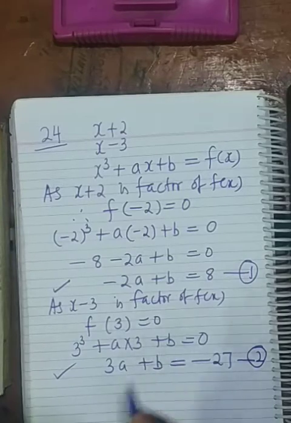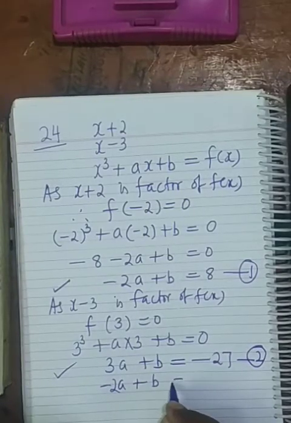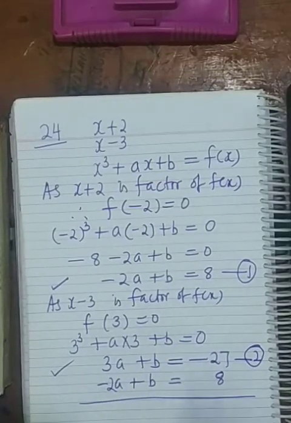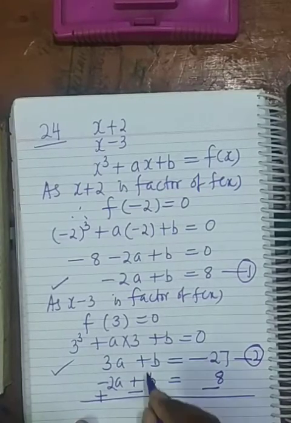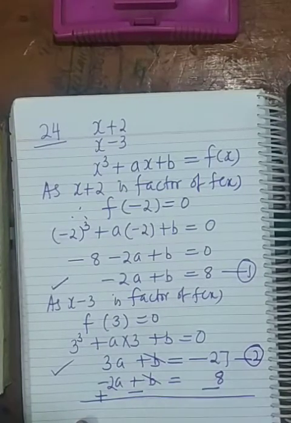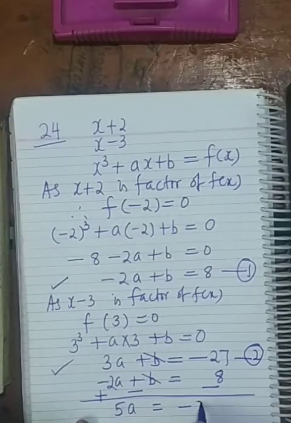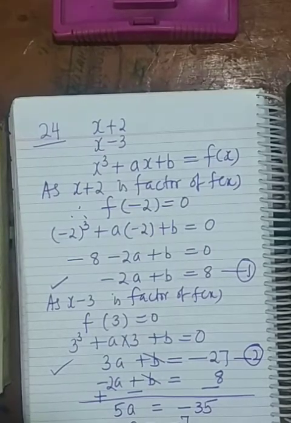So I am solving here. Minus 2A plus B equals 8. You subtract it. On subtracting, what will happen? Sign will be changed. So B minus B cancel. This is 5A equals minus 35. So what is A? A equals minus 7.